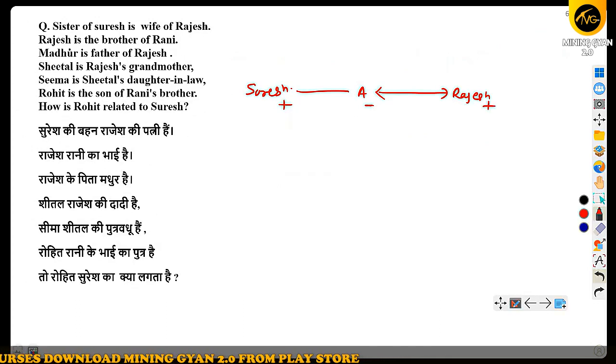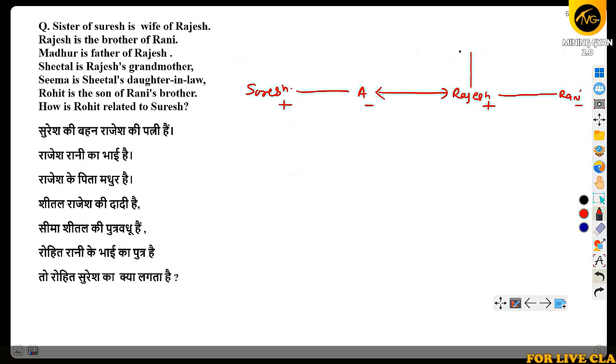Rajesh is the brother of Rani. So it will be again in the same generation. Rani is the brother of Rajesh, so minus direction, minus sign. Okay. Madhur is father of Rajesh. So Madhur will be in the higher generation, upper generation. So Madhur is father of Rajesh.